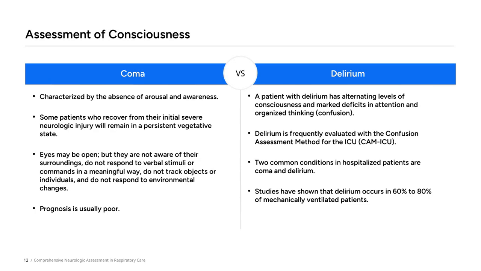Let's discuss the assessment of consciousness, which is a crucial part of comprehensive neurologic assessment in respiratory care. A patient with delirium typically shows alternating levels of consciousness and significant deficits in attention and organized thinking, which we often refer to as confusion. Delirium is commonly evaluated using the confusion assessment method for the ICU, or CAM-ICU, to help us identify it efficiently.